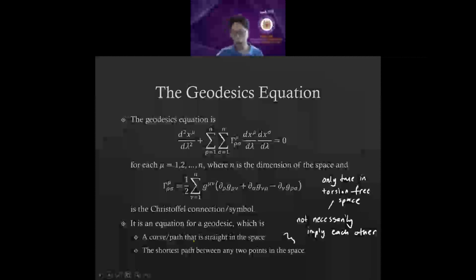So over here we have two definitions, in the space where we are dealing with GR. In GR, this is true, so you can use either definition and you get the same thing. The definition that we're going to use is the first definition. We're going to use this geodesic equation to describe paths that are straight in that space.